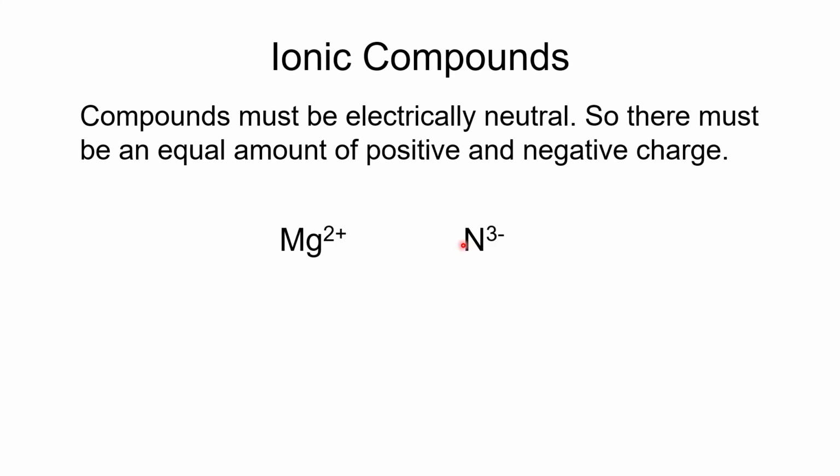Well, that doesn't work. So what happens is that we have to make it so that these have the same amount of positive charge for the magnesium as we do for the nitrides. And the way that we can do that is we can do a little trick where we take whatever the superscript is on one and make it the subscript on the other. So we can take the superscript on magnesium and make it the subscript on nitrogen. And likewise, take the superscript on nitrogen and make it the subscript on magnesium. And when you do that, you will get Mg3N2.